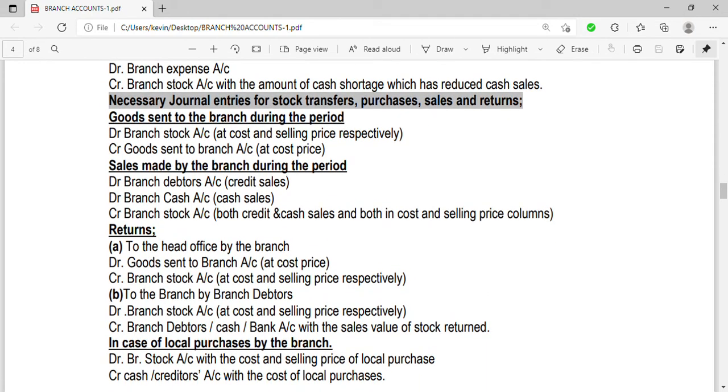When goods are sent to the branch during that period, we debit the branch stock account at cost and selling price respectively. This is when goods are sent to the branch at selling price. We debit the branch stock account because stock is increasing. Then we credit the goods sent to branch account.